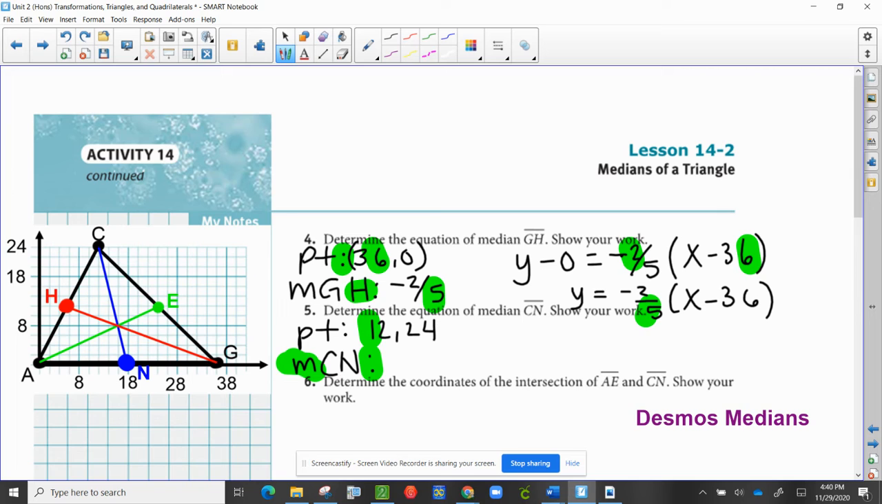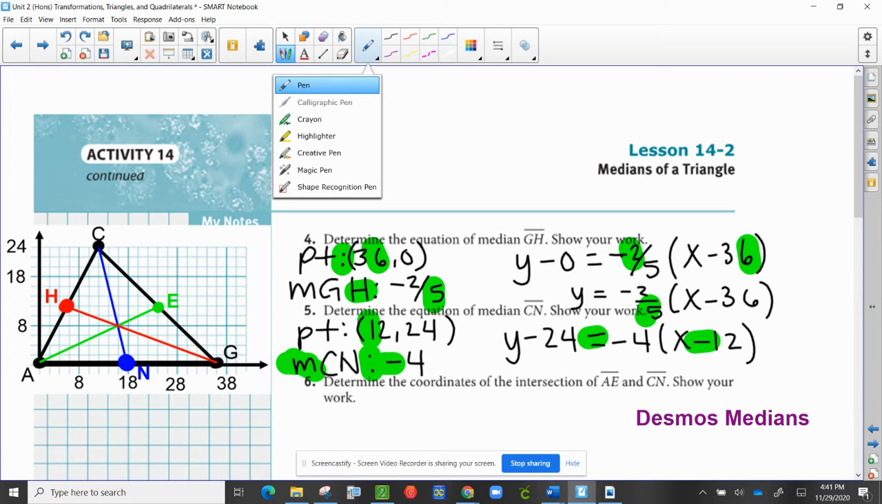24. Again, you can use point C or point N. I'm just using C. And then the slope for CN. CN is here. If you find the slope of that, rise over run, you should get that the slope is -4. So now if we write the equation for that line, we'd have y minus 24 is equal to our slope, -4, and then x minus our x value, which is 12.